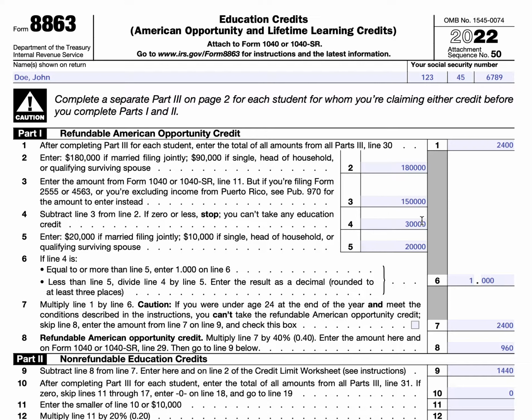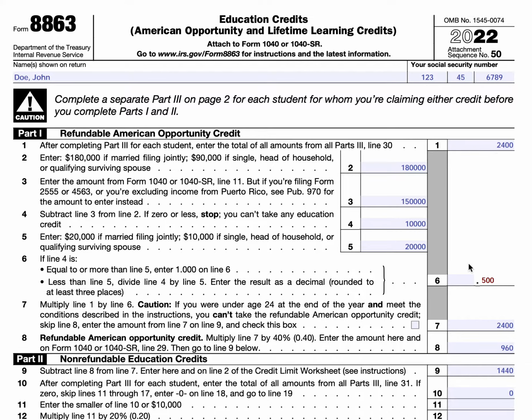So basically, this is kind of where we calculate the phase out. In this case, we're completely under the phase out, so we'll end up being able to take the full amount of the credit. But let's imagine that this ended up being $10,000. So now we would have to take this, divide line 4 by line 5, and we would have to basically now take 50% of that credit.